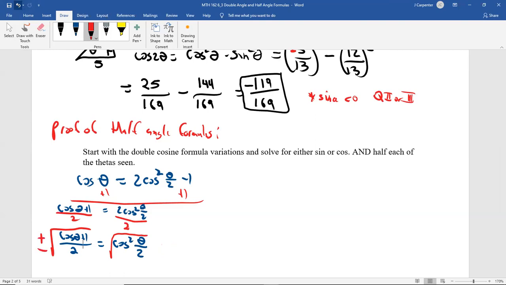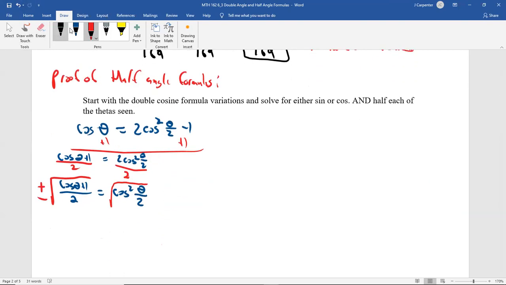That was a property. If you had me for pre-calc 1, you heard me say it 500 times. Don't forget that plus or minus when you take square roots. So what we end up getting is plus or minus, big old square root, cosine of theta plus 1 all over 2 is equal to cosine of that half angle. I'll end up swapping the left and the right sides, but that's your half angle formula for cosine.